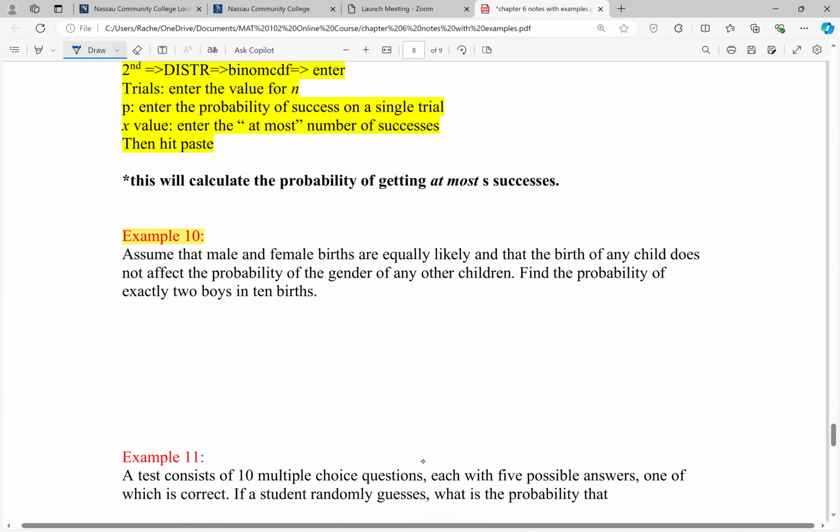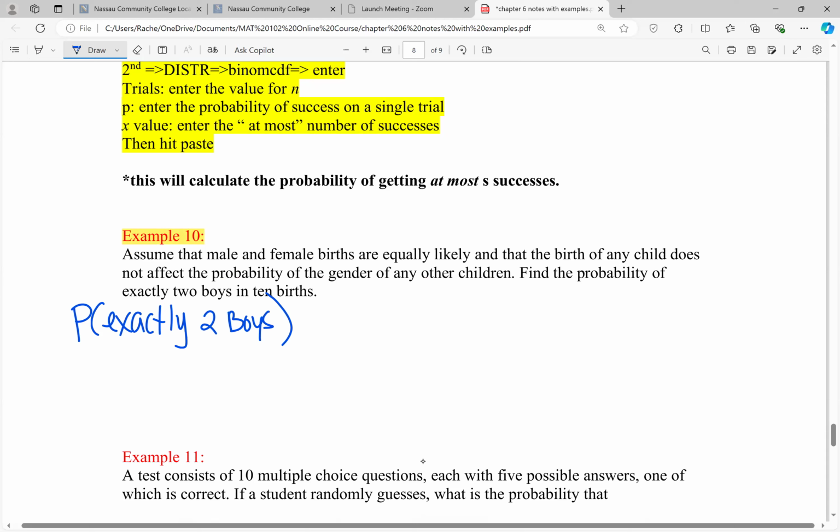So example 10 says, assume that male and female births are equally likely and that the birth of any child does not affect the probability of the gender of any other children. Find the probability of exactly 2 boys in 10 births. So I'm reading this and I'm thinking, okay, we want the probability of exactly 2 boys when there's 10 births altogether.